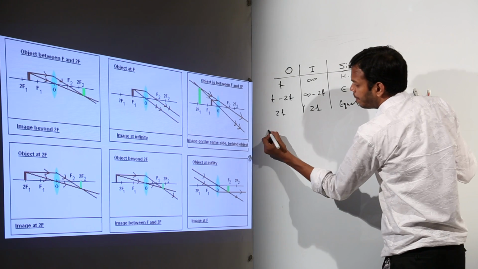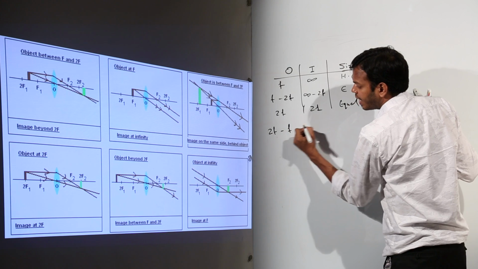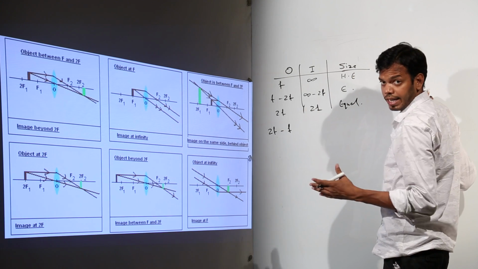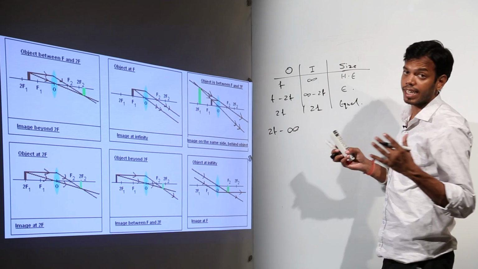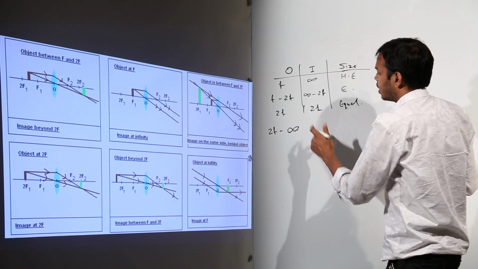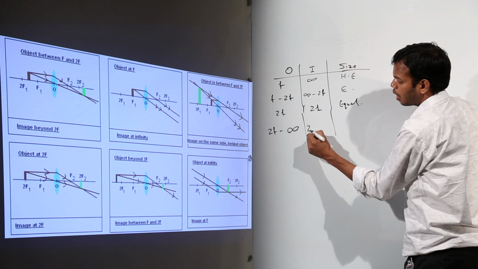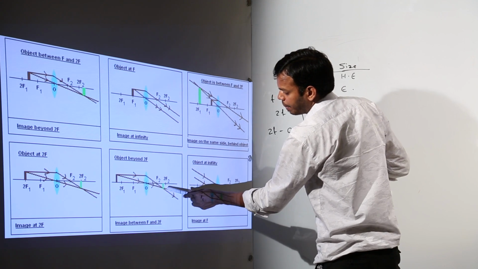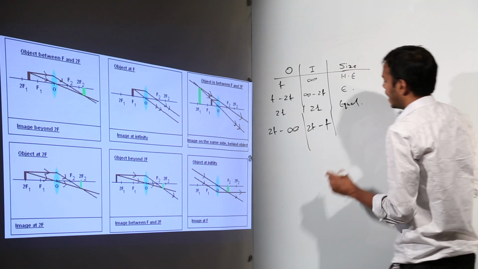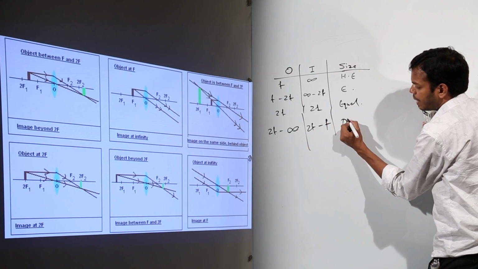So, this time the object will be placed between 2F and infinity, because we are taking the object farther away. So, for the object at 2F to infinity, the image will come down between 2F and F. See this diagram, beyond 2F, the image has come between F and 2F, and the size is diminished.